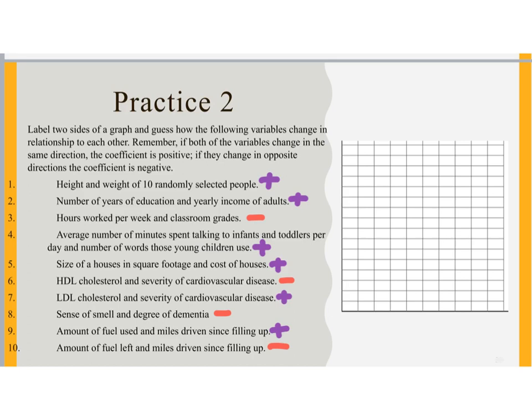I expect a negative correlation between good cholesterol, HDL, and severity of cardiovascular disease, but I expect a positive relationship between bad cholesterol, LDL, and severity of cardiovascular disease. I expect a negative correlation between sense of smell and degree of dementia because as the brain atrophies, I expect more loss. And finally, I expect the amount of fuel used and miles driven, since filling up, will be positively related. That is, the more miles, the more fuel I've used. And that also means that the amount of fuel left will be negatively correlated to the miles driven. The more miles I drive, the less fuel I have left.